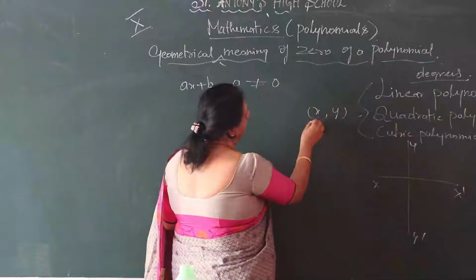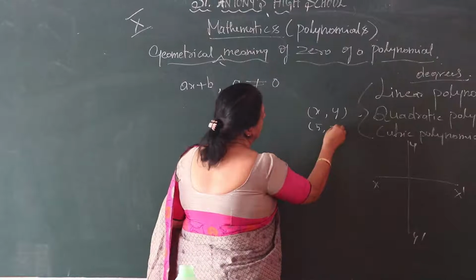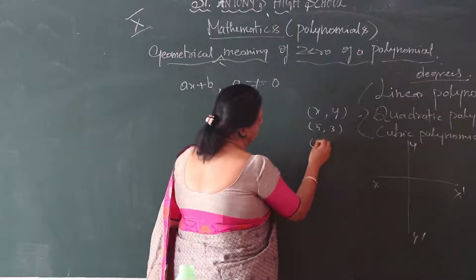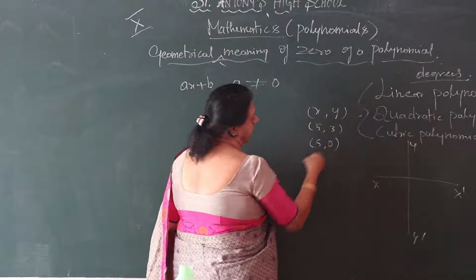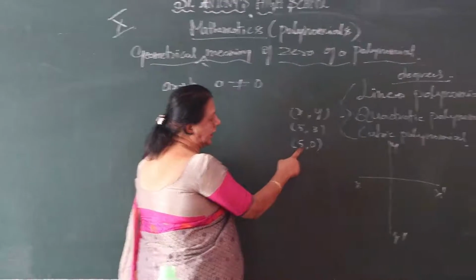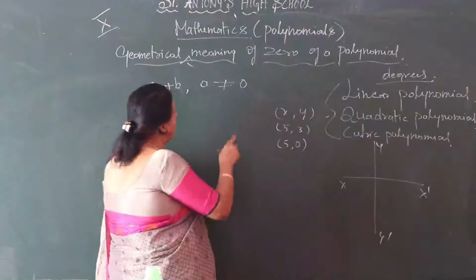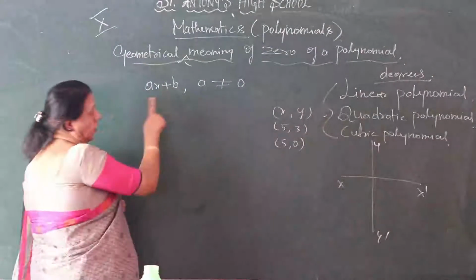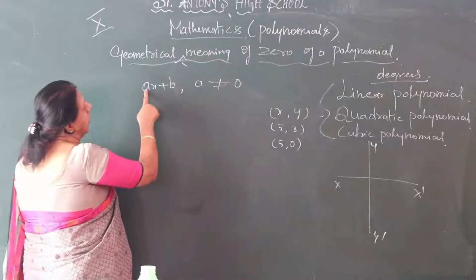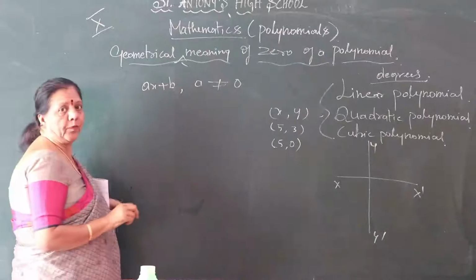So we have 5, 3: x axis 5, y axis 3. Suppose 5, 0. Here y is 0, and only the x axis value is there. Y is not there. This is the term, ax, in the linear polynomial, ax plus b, a is not equal to 0.